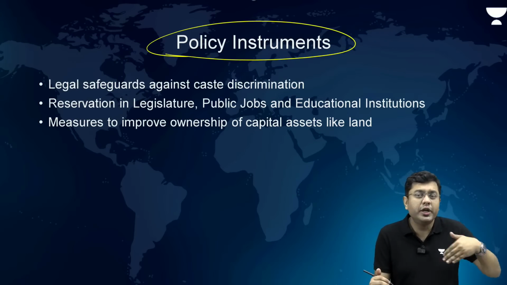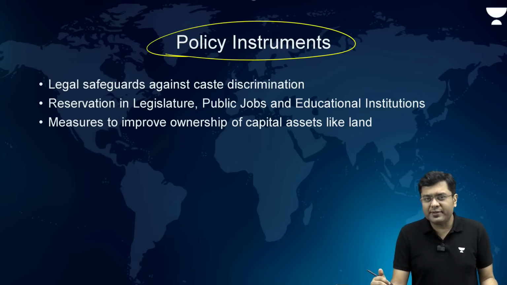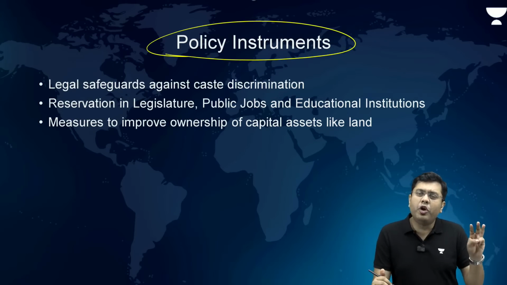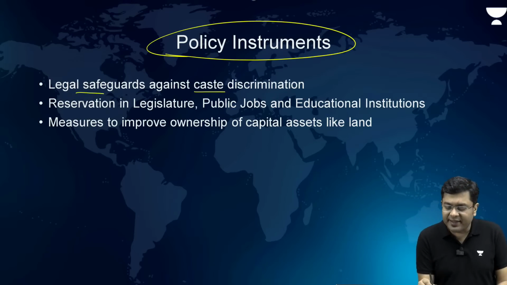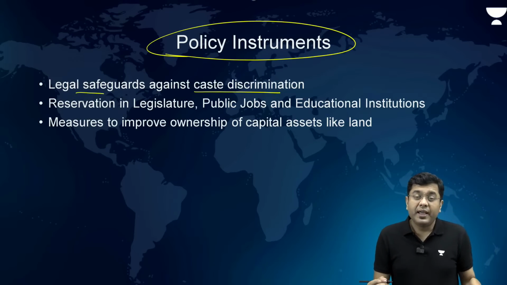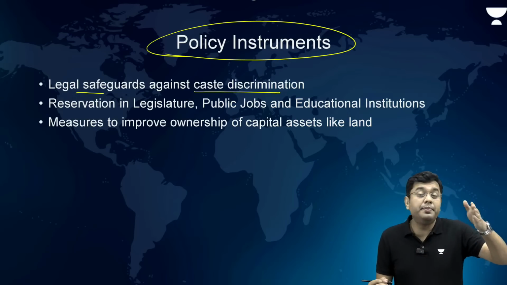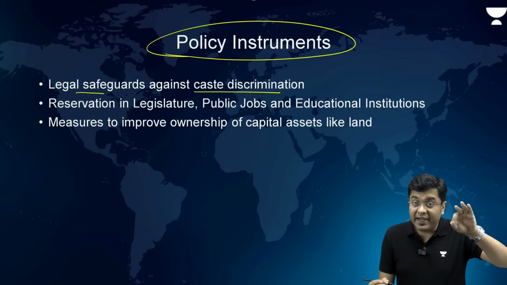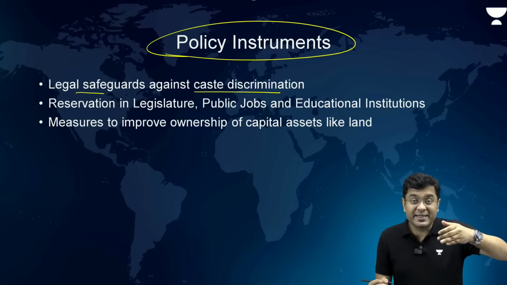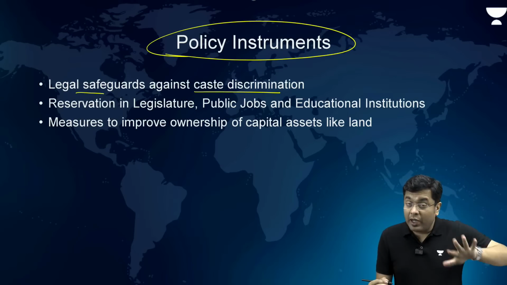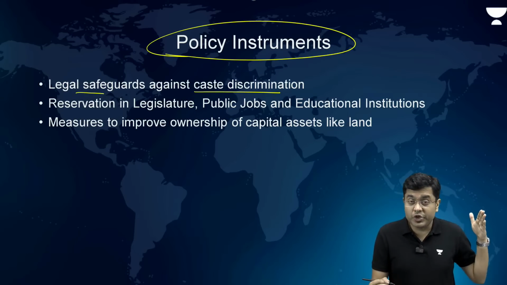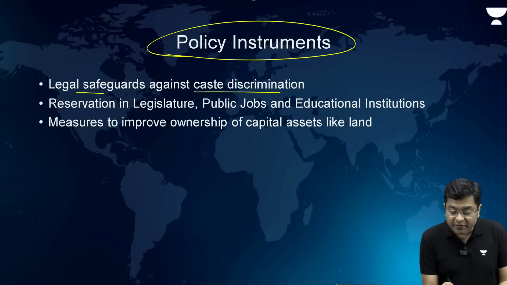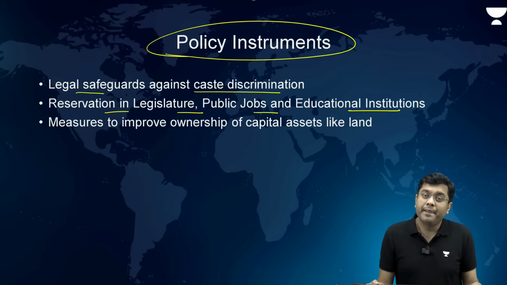So, when we talk about the policy instruments that the government is using in order to get rid of the caste discrimination, in order to provide equal opportunities, the policy instruments, they revolve around 3 important pillars. One of them is legal safeguards against caste discrimination. Any individual should not be discriminated based upon the caste. Fundamental rights, Article 15, Article 16, Article 17, all of them, they basically ensure this, that you don't have discrimination based on caste. Then reservation in legislature, public jobs and educational institutions.